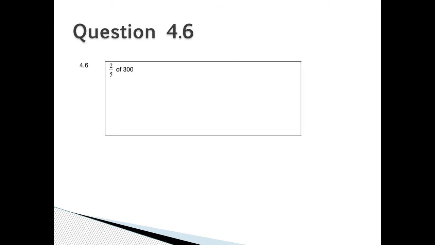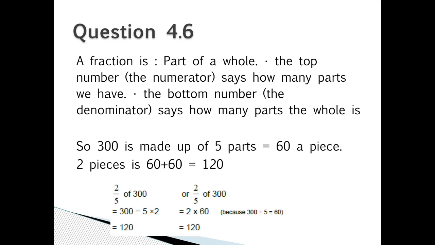Question 4.6. What is 2 over 5 of 300? A fraction is part of a whole. The top number, the numerator, says how many parts we have, and the bottom number, the denominator, says how many parts are in the whole. So 300 is made up of 5 parts, which is 60 a piece. 2 pieces is 60 plus 60, which is 120. So your answer is 120.